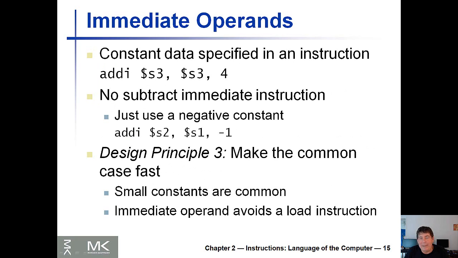So one thing we haven't talked about yet are immediate operands. So this includes constant data. If you're a C programmer, then it's like a define or just a constant number or something. So constant data specified in an instruction as ADDI, note the addition of the I at the end of the instruction. And so you're going to add 4 to S3 and place it in S3. So that's like saying in C++, S3 plus equals 4.